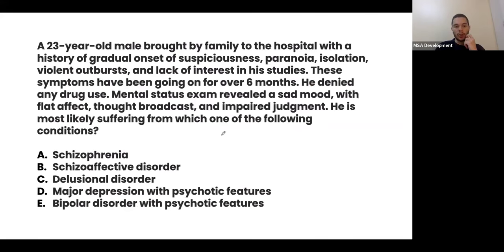A 23-year-old male brought by family to the hospital with a history of gradual onset of suspiciousness, paranoia, isolation, violent outbursts, and lack of interest in his studies. These symptoms have been going on for over 6 months. He denied any drug use. Mental state examination revealed a sad mood with flat affect, thought broadcast, and impaired judgment. He is most likely suffering from which one of the following conditions? Typical sign of schizophrenia. If it was schizophreniform disorder, it would have been between how many months? 1 to 6 months. Perfect.